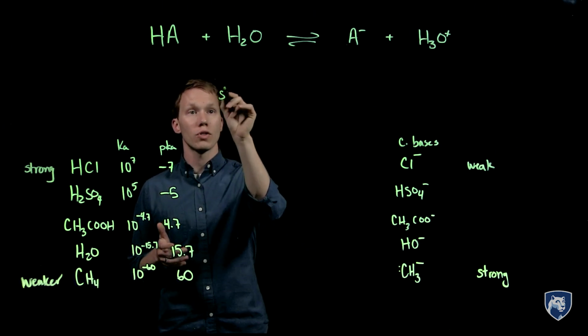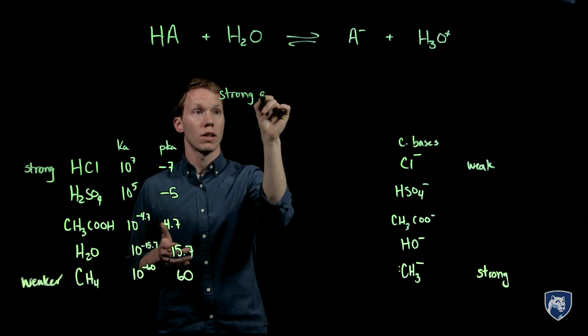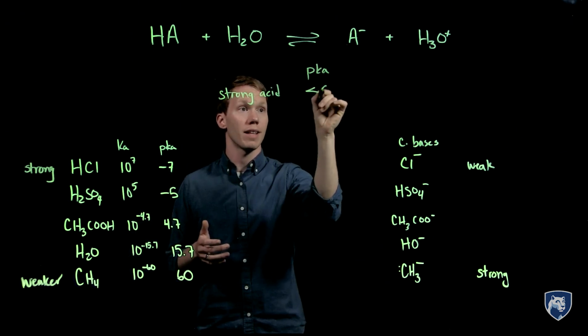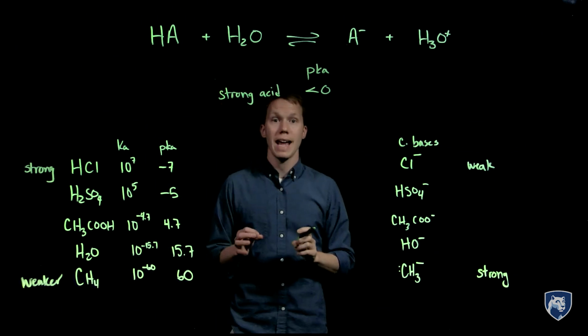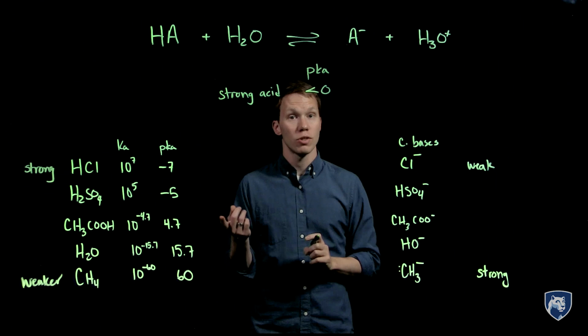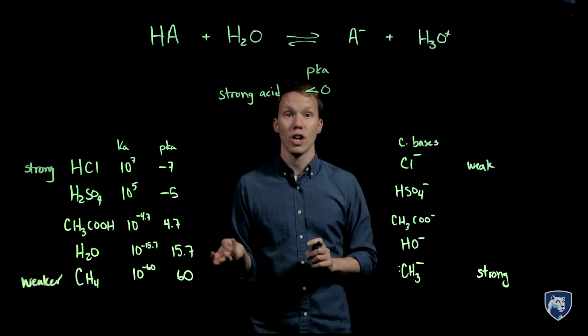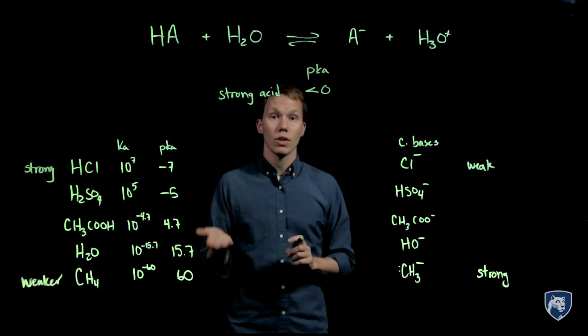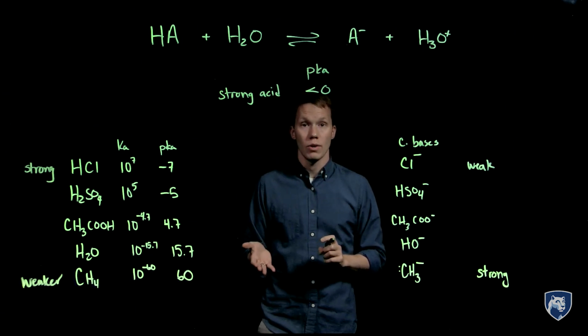So, for our strong acids, we have pKa's less than 0. So anything with a negative pKa we're going to classify as a strong acid. These are things like HCl, HBr, HI, sulfuric, nitric. Okay, these are common strong acids that you already know.